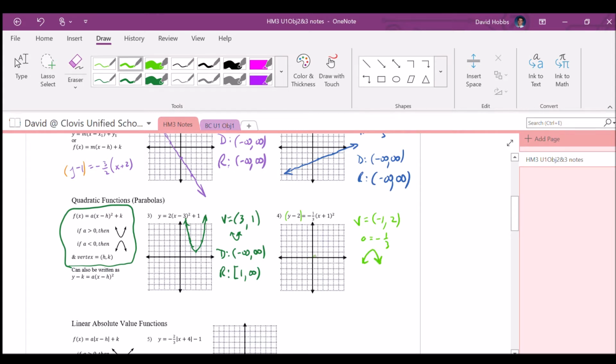So negative 1, 2. And okay, now, if I go 1 point to either side, it says go down 1/3. Okay, now, those are not lattice points. So I need to try to plug something else in so that I can get some lattice points.